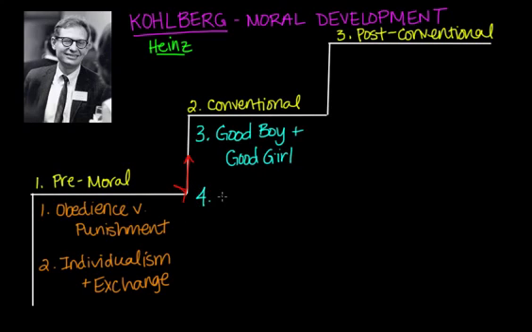The 4th stage of morality is maintaining social order. So, law and order. And here, the child becomes aware of the wider rules of society. So judgments concern obeying rules in order to uphold the law and to avoid guilt. It's all about what society says at this point.